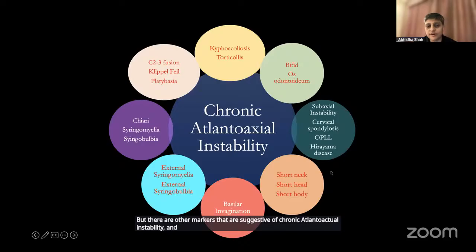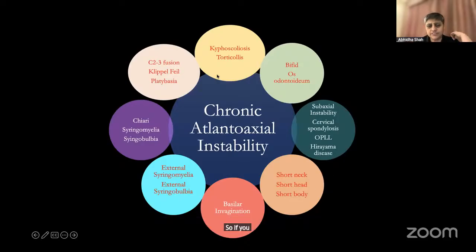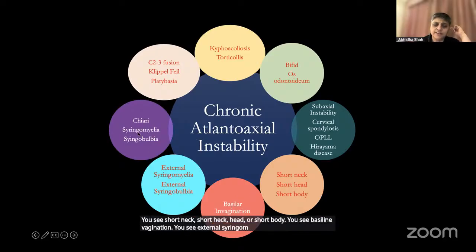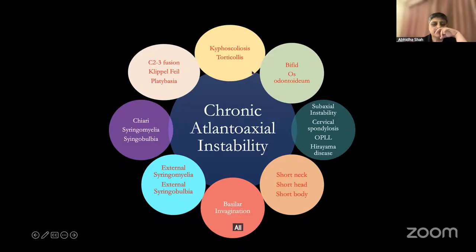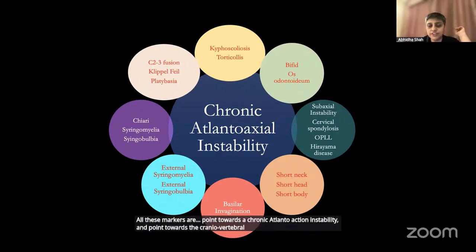And what are these markers? If you see markers like a bifid arch of atlas, os odontoideum, short neck, short head or short body, basilar invagination, Chiari or syringomyelia, C2-3 fusion, Klippel-Feil, platybasia, kyphoscoliosis, and torticollis, all these markers point towards a chronic atlantoaxial instability and point towards the craniovertebral junction, whether you see a change in the atlantodental interval or not.